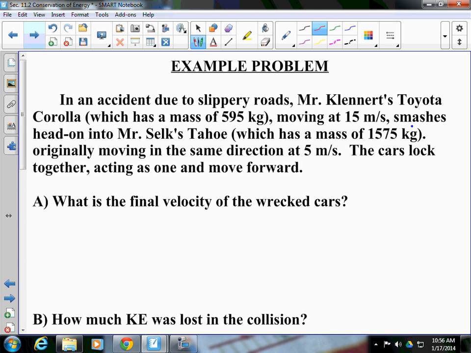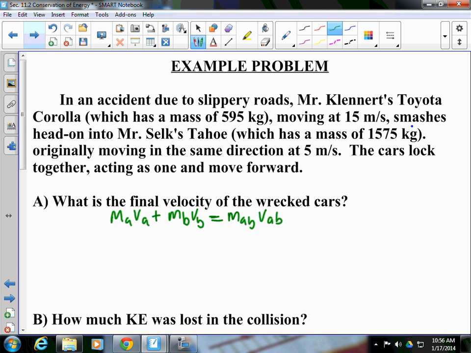Remember from earlier in Chapter 9, MAVA plus MBVB is equal to MABVAB. Because the cars are mushed together, we're going to have one final mass and one final velocity. Get that equal sign figured out. So the Corolla is A and the Tahoe will be B.